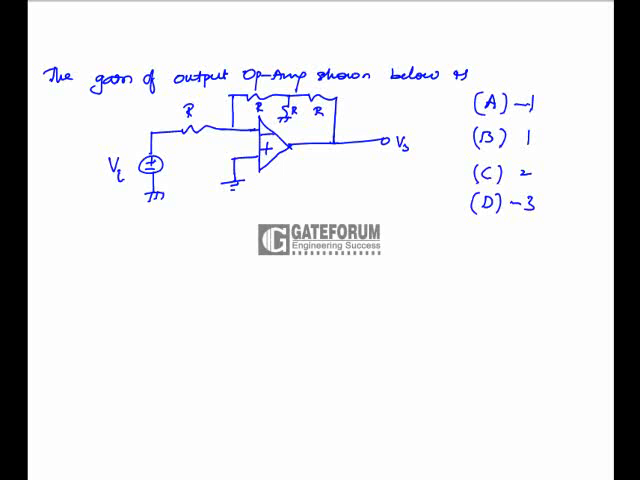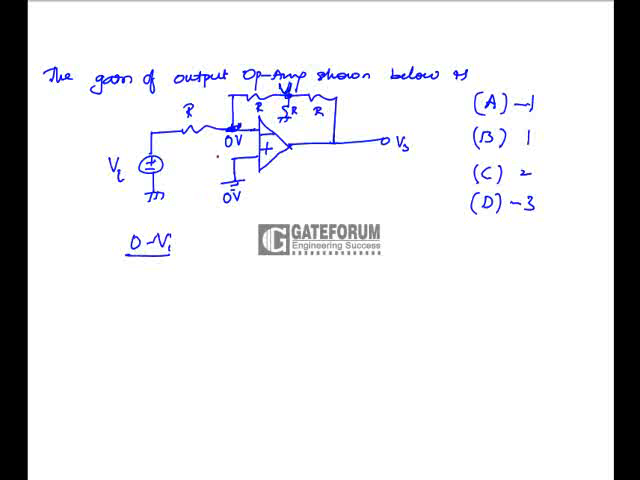The gain of the op amp shown in the figure is V naught by Vi ratio. Since the input is 0 volts, the virtual ground voltage at this point is also 0. Apply nodal analysis at this input side. There are two nodes. This voltage we already know is the virtual ground voltage of 0 volts. Let us take this node voltage as V.